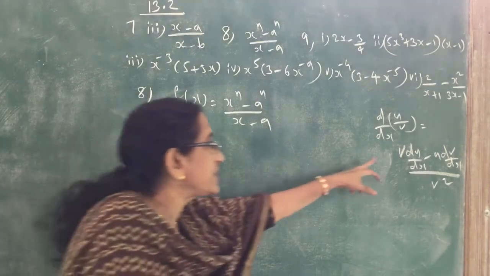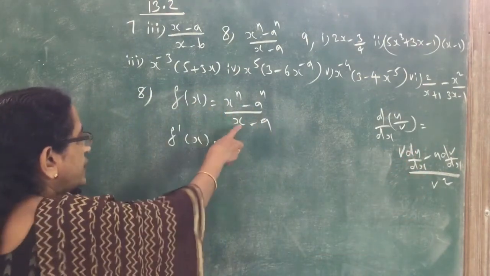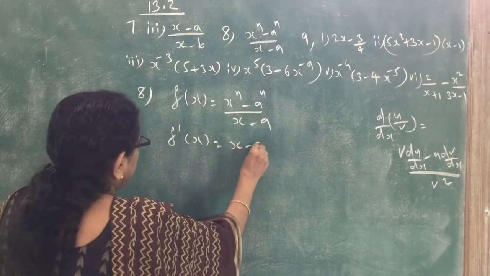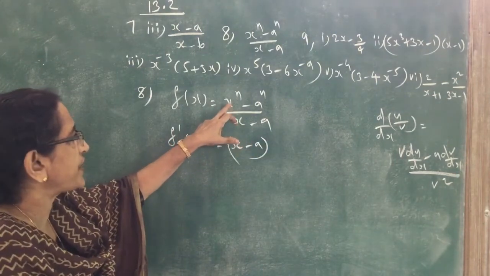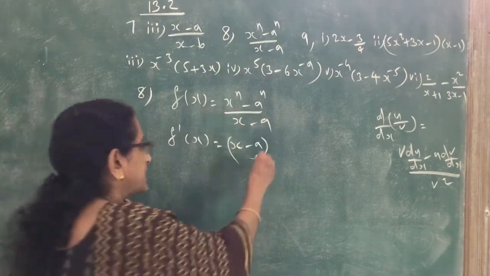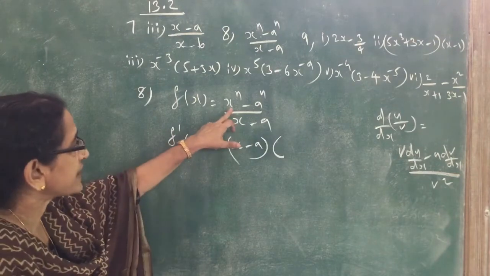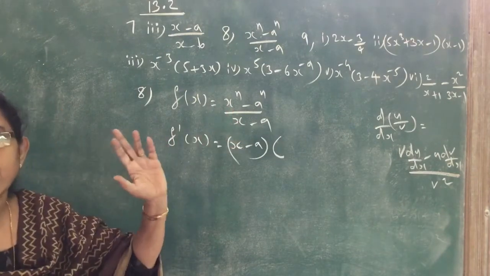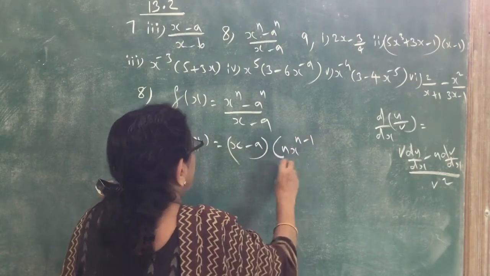First start with denominator. Denominator into derivative of numerator. So denominator (x minus a) into derivative of numerator. What's the numerator? Derivative of x raised to n minus a raised to n. There are two terms, so we have to put the bracket. Derivative of x raised to n, apply the formula: n into x raised to n minus 1. So n into x raised to n minus 1, minus.